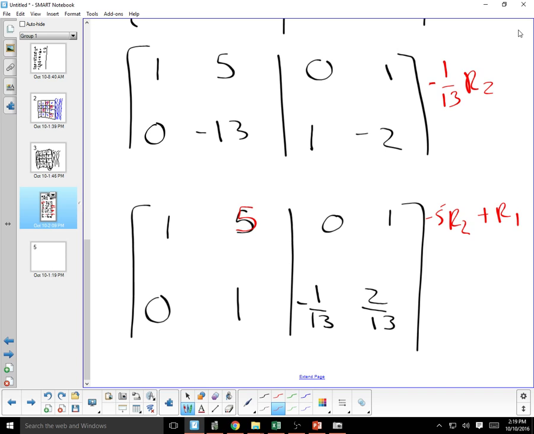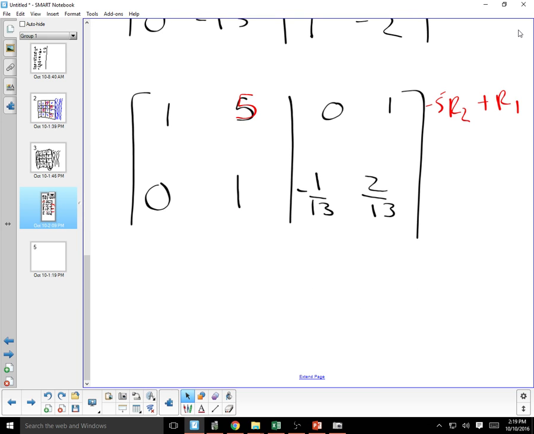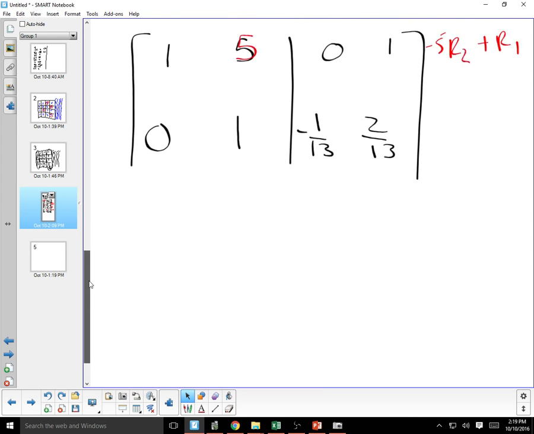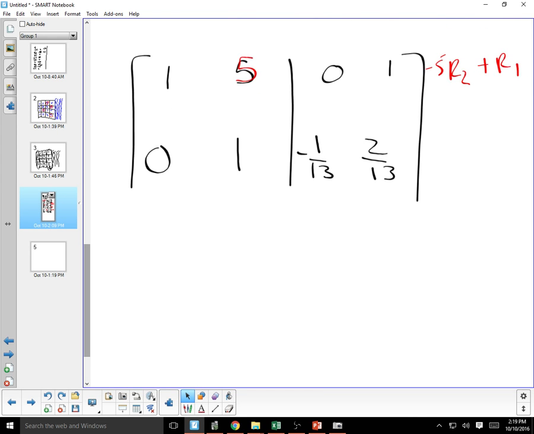Fractions don't scare me. I ain't scared of no fraction. I ain't afraid of no fractions. You're a fraction buster. Oh yeah?